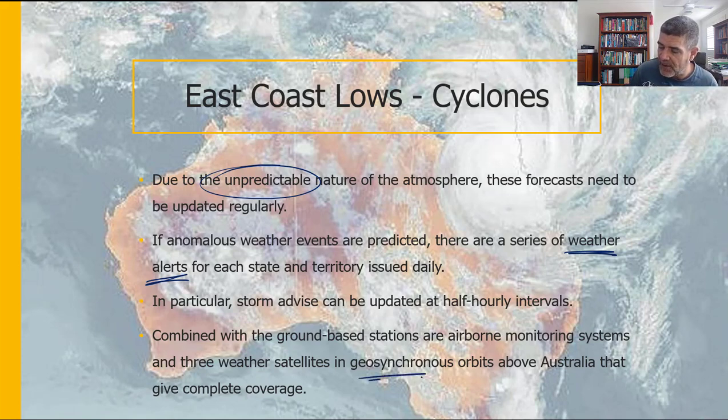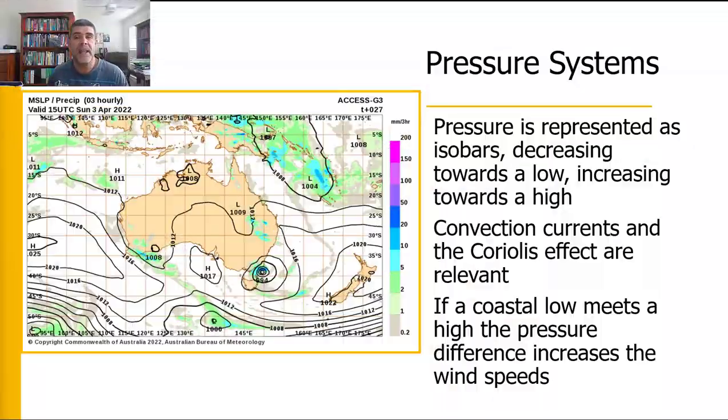So geosynchronous basically means they're going to stay in the same position. We've worked out their speed and their distance from the Earth to keep them in the same sort of position relative to the ground underneath, so that we can get a bit of an idea about how these conditions are changing in real time. So what we have to look at in this particular video, especially in relation to East Coast lows, are two things: pressure and temperature.